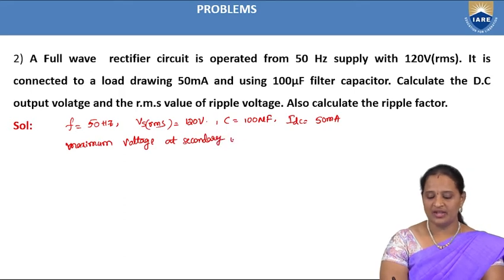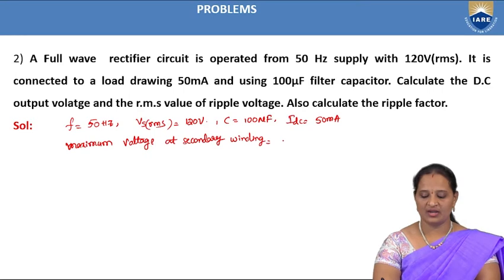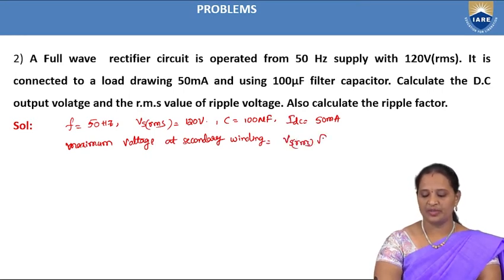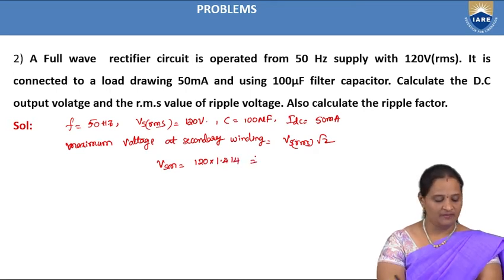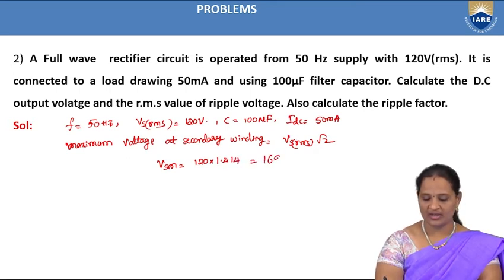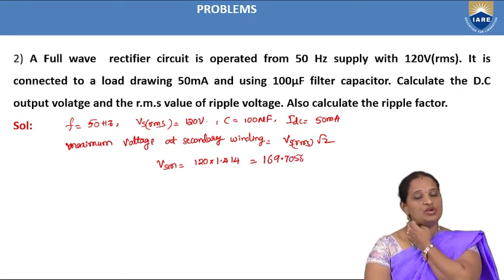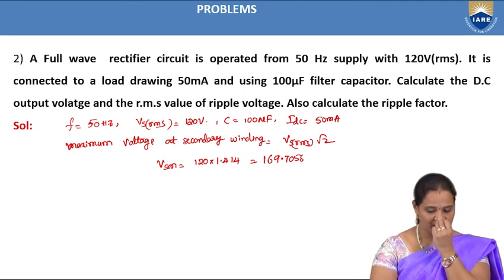At the secondary winding, how can we get it? That is Vs RMS into root 2. That is VSM is equal to 120 into root 2, which is 1.414. If you find out this value, you will get 169.7056. This is the maximum voltage at the secondary winding.